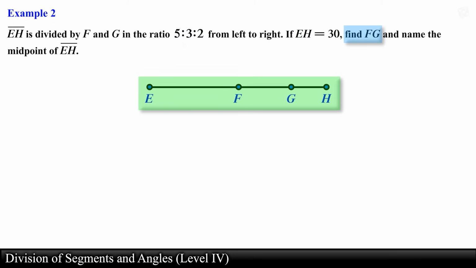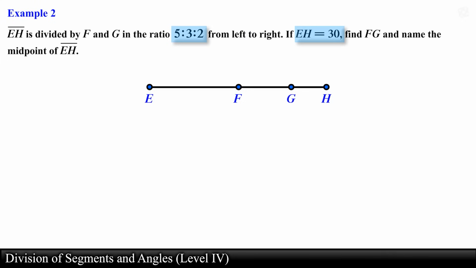We are asked to determine the length of one of the segments and identify the midpoint of the largest segment. For this type of problem, we're going to make use of the geometric relations that are provided to us and use them to set up an algebraic relation. We know from the problem that the lengths of the 3 segments are in the ratio of 5:3:2.